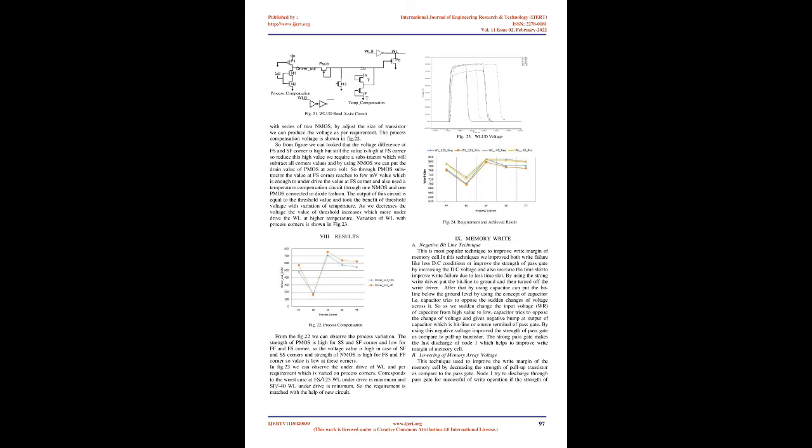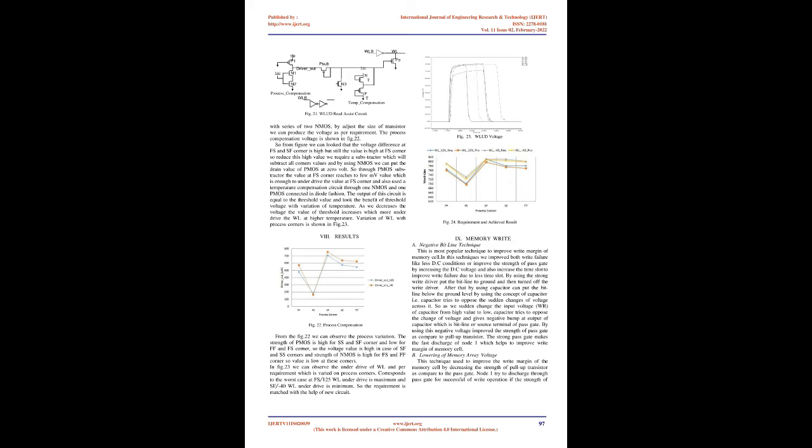We also used a temperature compensation circuit made of one NMOS and one PMOS connected in diode fashion. The output of the circuit is equal to the threshold voltage, and we took the benefit of the variation of threshold voltage with temperature. As the temperature increases the voltage decreases and the threshold value increases, which underdrives the WL more at higher temperature. The variation of WL with process corners is shown in Fig. 23.